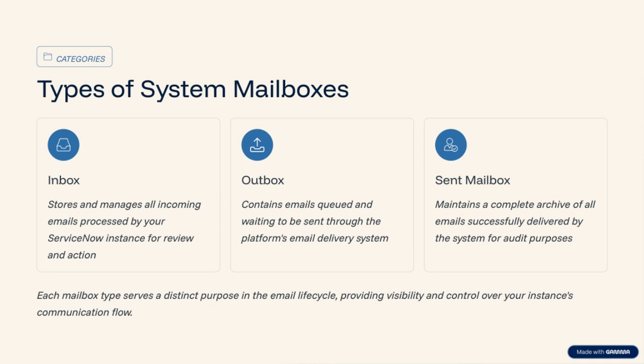Next is the outbox, where emails are queued and waiting to be sent through the platform's email delivery system. It acts as a staging area before emails are dispatched. Lastly, there's the inbox, which stores and manages all incoming emails that your ServiceNow instance processes for review and action. Understanding these different mailbox types helps us better manage our communication process and troubleshoot when needed, aligning perfectly with our overall goal of ensuring reliable and transparent email communication within the system.